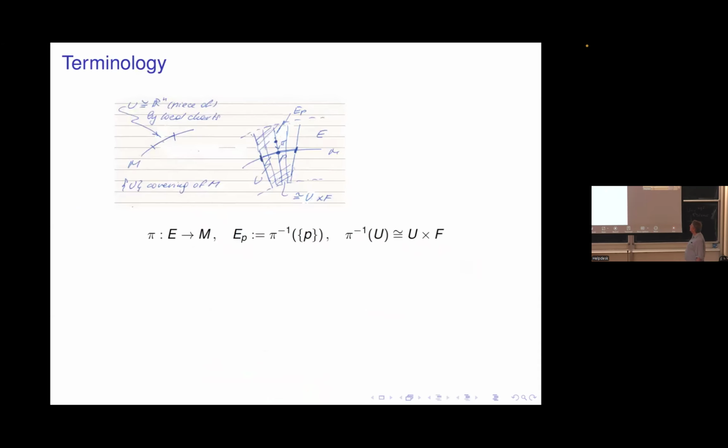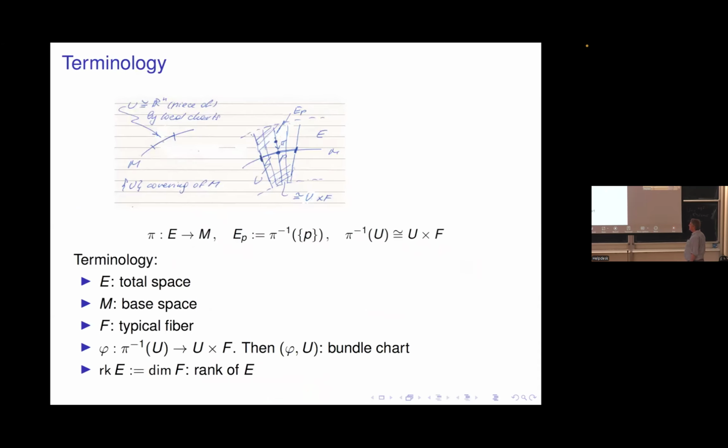And there is some nomenclature that goes with it. E is the total space, N the base space, F is the fiber, and the collection of neighborhoods U with these maps phi. So a single U and a single map phi is a bundle chart, and then there is the notion of the rank of the vector bundle. That's not the dimension of the vector bundle as a differential manifold. It rather is the dimension of the typical fiber.